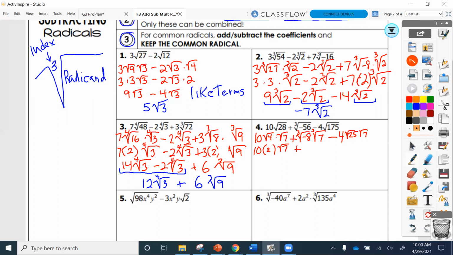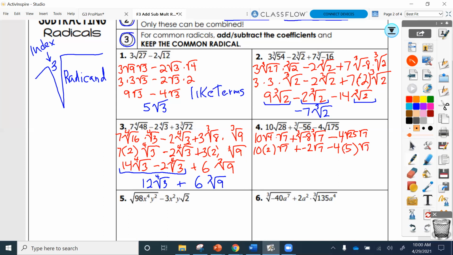Cube root of negative 8 is negative 2. Bring down root 7. Bring down the negative 4. Square root of 25 is 5. And bring down the root 7.